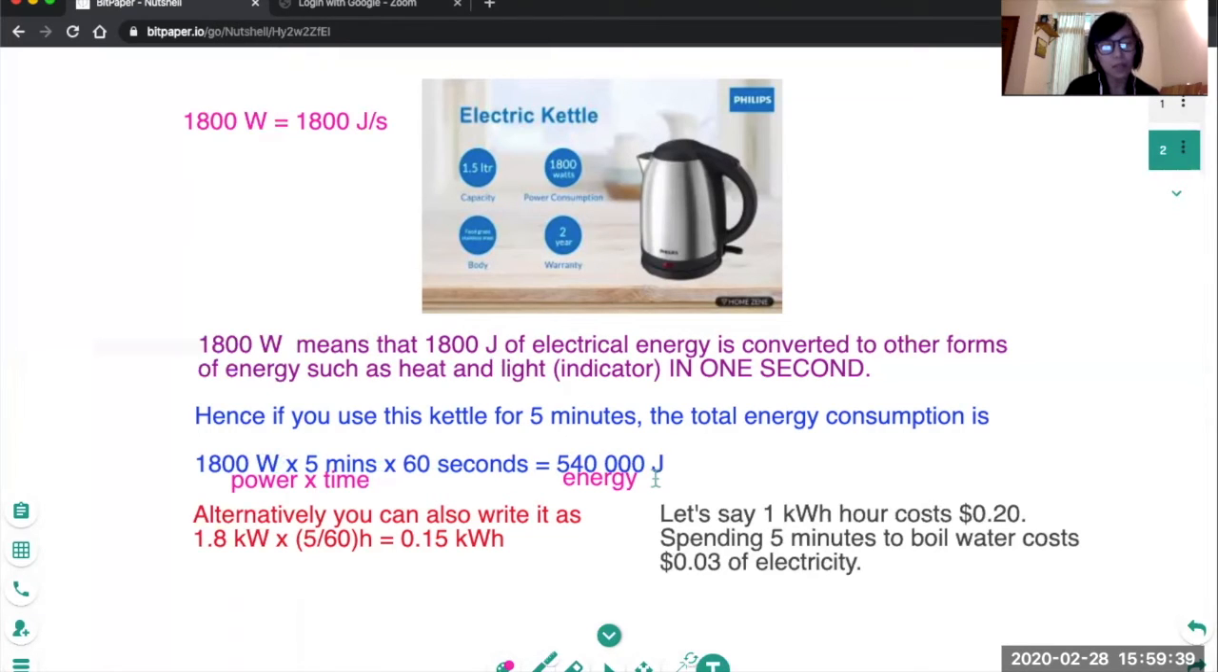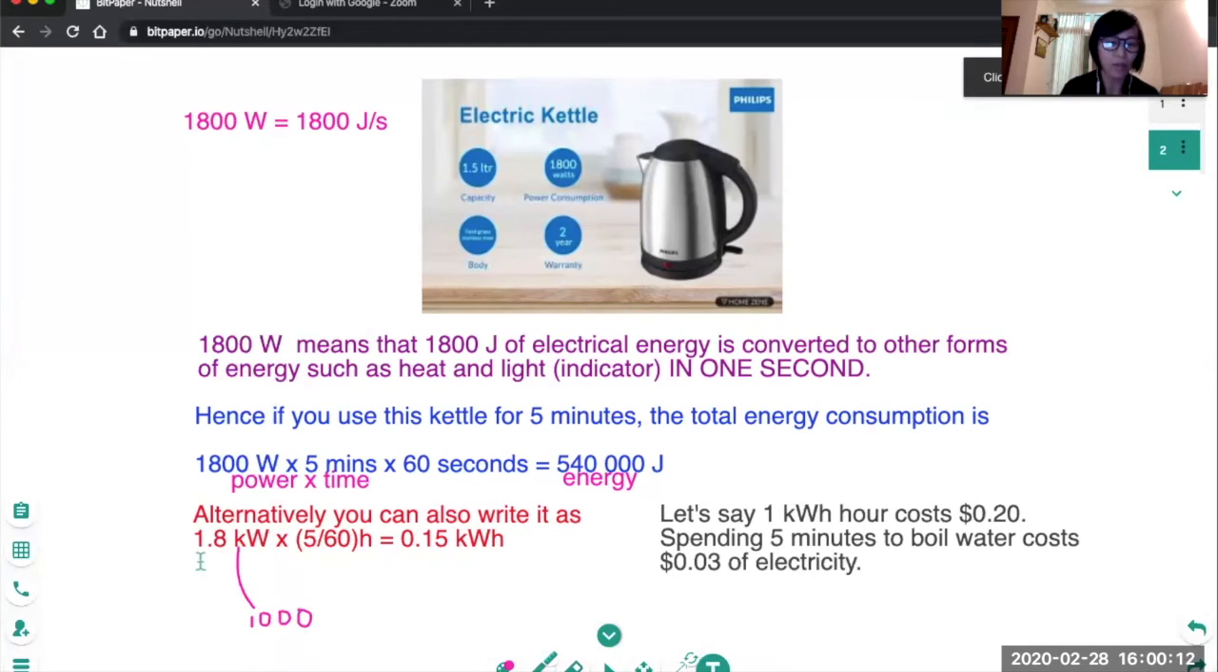Now, alternatively, because most of the time when we look at electrical bills, we don't use joules because the number is so large and so difficult to manage. So instead, we're going to use kilowatt-hour, which is also a unit for energy. So if you notice, I have converted 1,800 watts to 1.8 kilowatts. Now, kilo represents 1,000, just like kilograms, kilometer, and so on. So the word kilo is a prefix for 1,000.